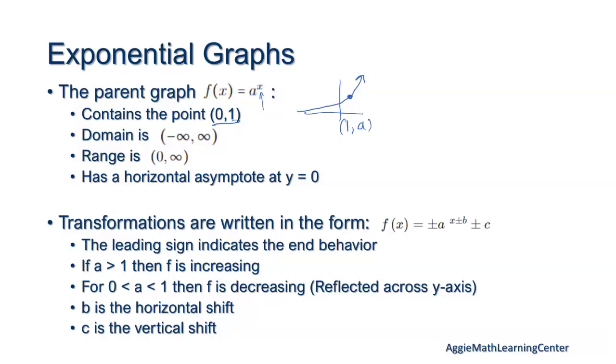The domain is negative infinity to infinity. The range is 0 to infinity because I can't cross the x-axis, right? It's only above there, meaning it has a horizontal asymptote on the left at y equals 0. Transformations are written like this. You have that equation on the CBE problems, which is lovely. We're going to talk through some of the reflection stuff, all that good stuff, in a little more detail.